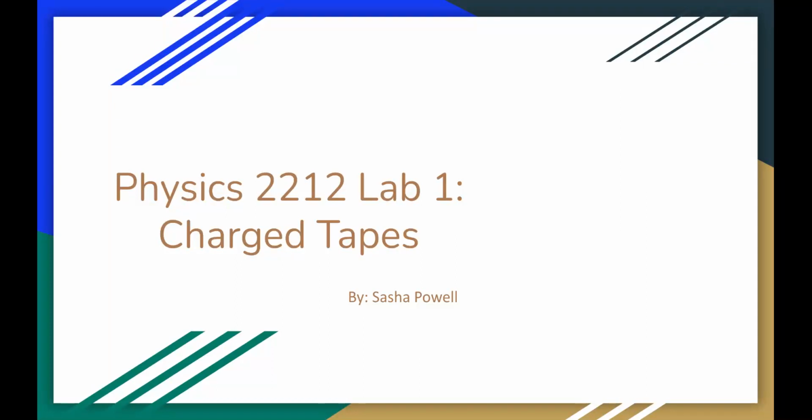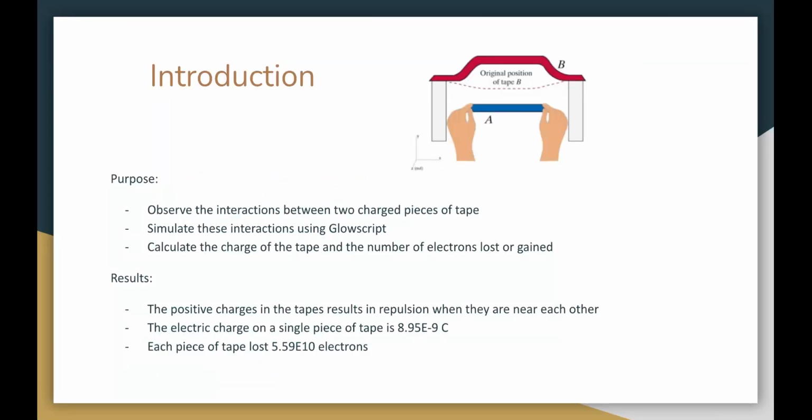Hello, my name is Sasha Powell, and this is my lab report for Lab 1 for Physics 2212, Charged Tapes. So the purpose of this lab is to observe the interactions between two charged pieces of tape, simulate these interactions using GlowScript, and calculate the charge of the tape and the number of electrons lost or gained.